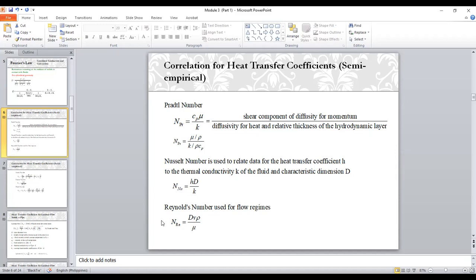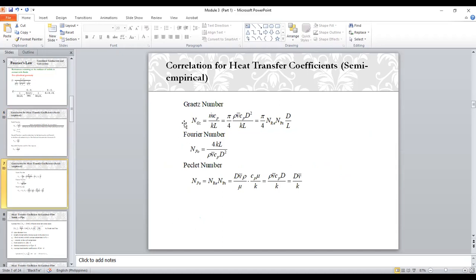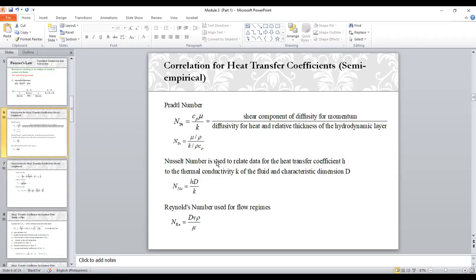Then we have the Reynolds number. This one is very common. This tells you what flow regime a fluid could be classified to. So you have the D, the V, the rho, and the mu for the Reynolds number. Now in the next slides, you will see the other empirical equations that could be used, but class, they are not commonly used. Those that are common are only these three here: the Prandtl number, the Nusselt number, and the Reynolds number.